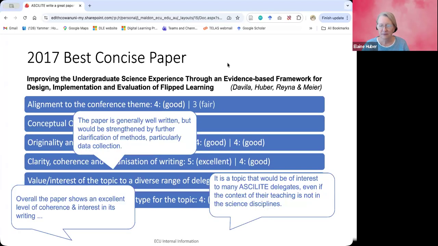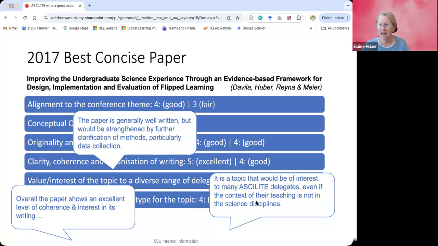Okay. I've done the same thing. I've just put a couple of the reviewer comments on there so that you can see. We got some feedback about clarifying the method that we used to develop that framework and how we collected data to evidence the framework. What else does it say? It would be of interest to ASCILITE delegates.